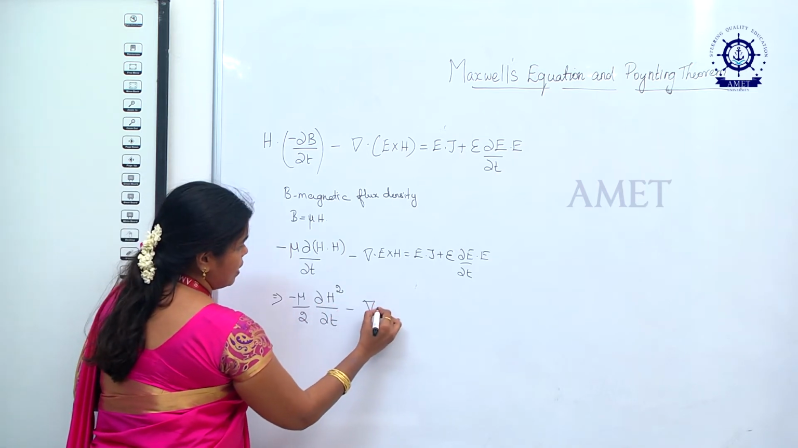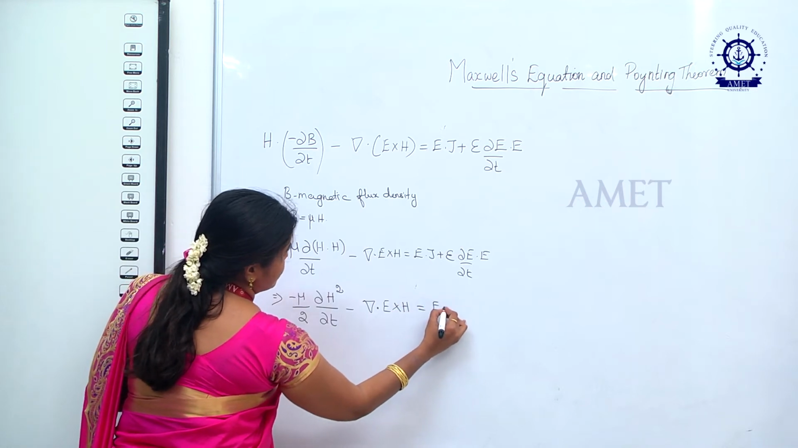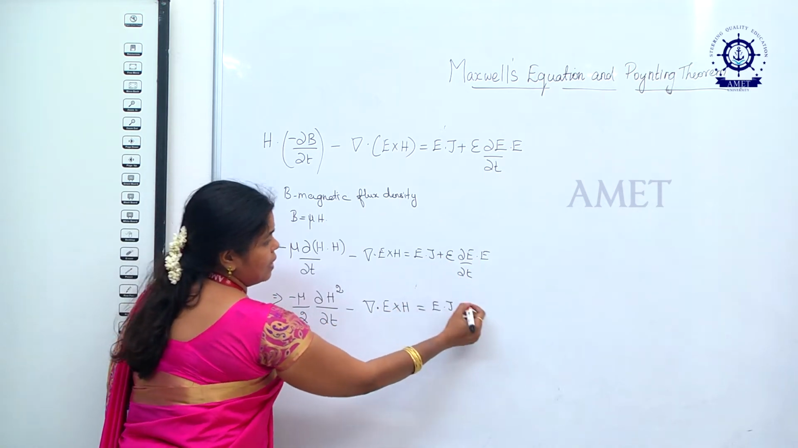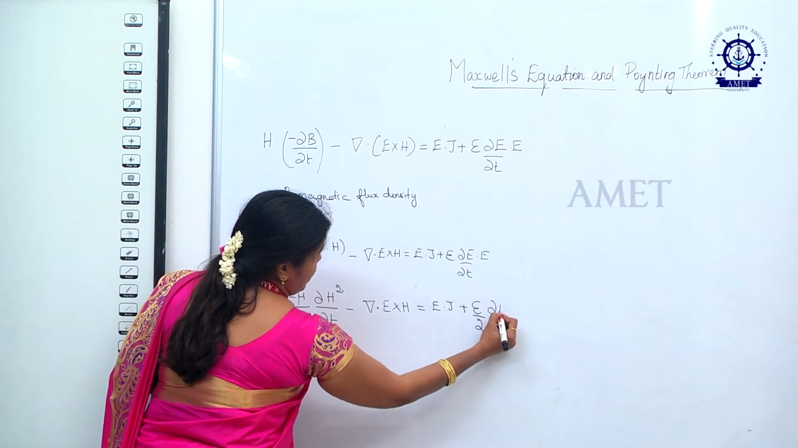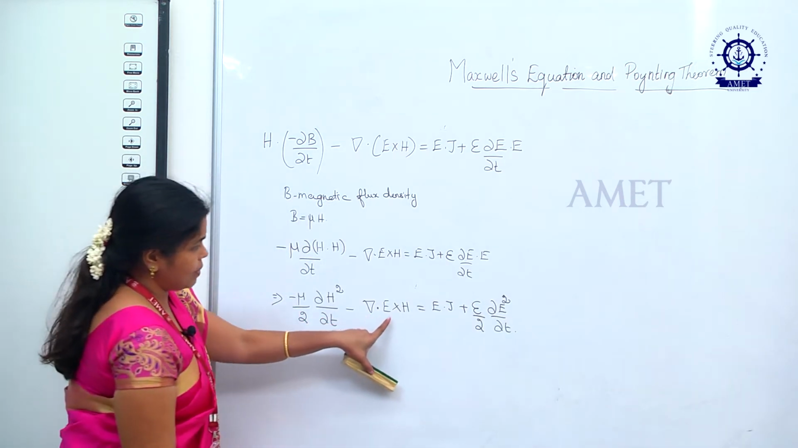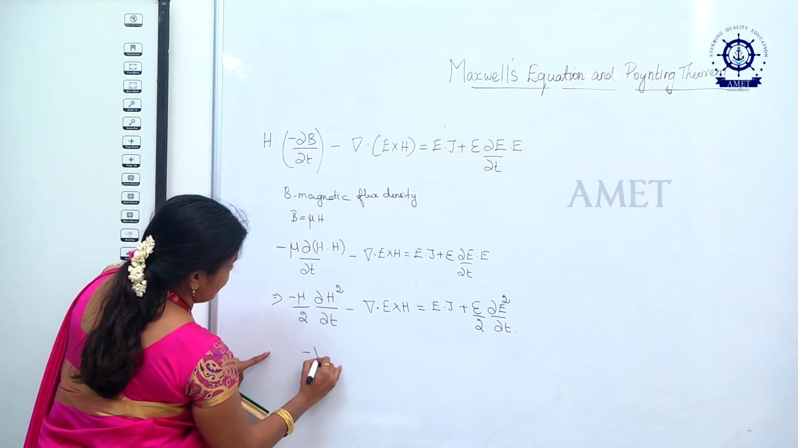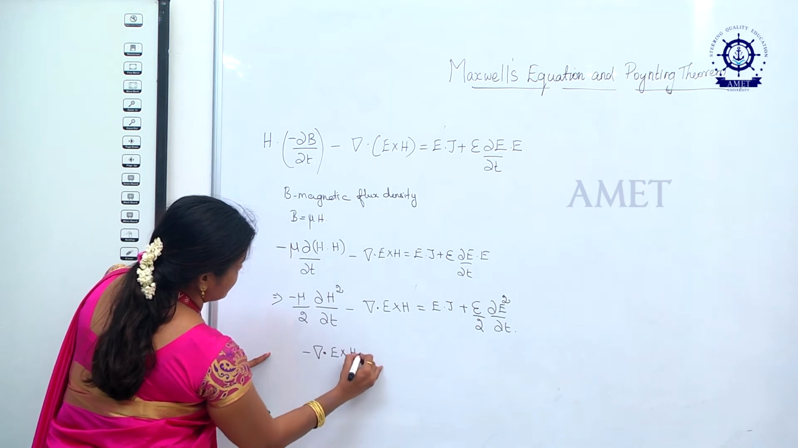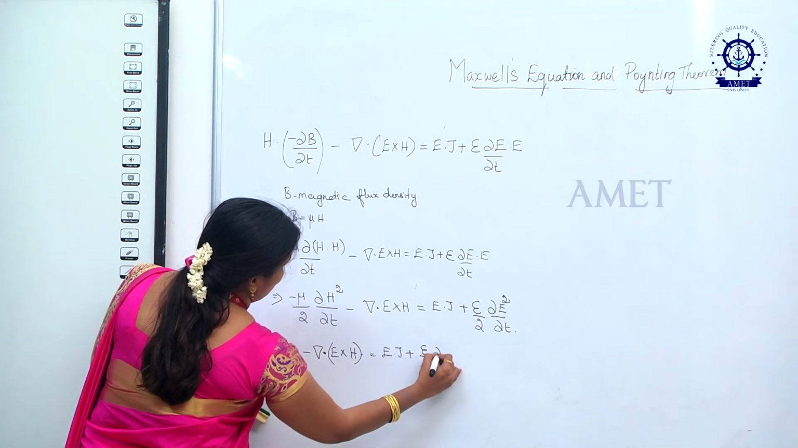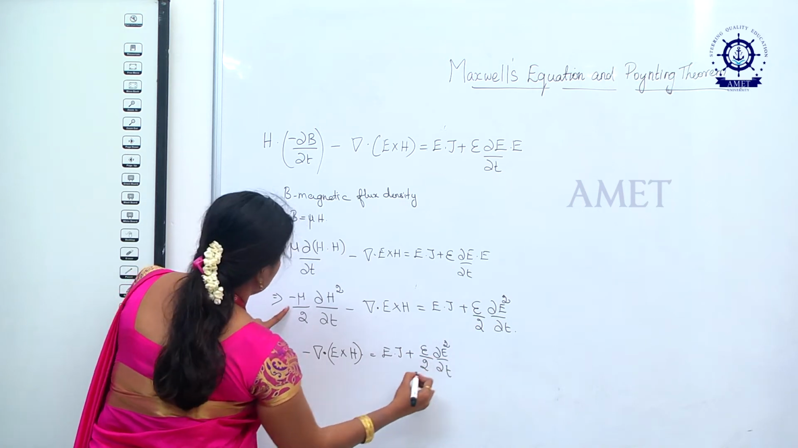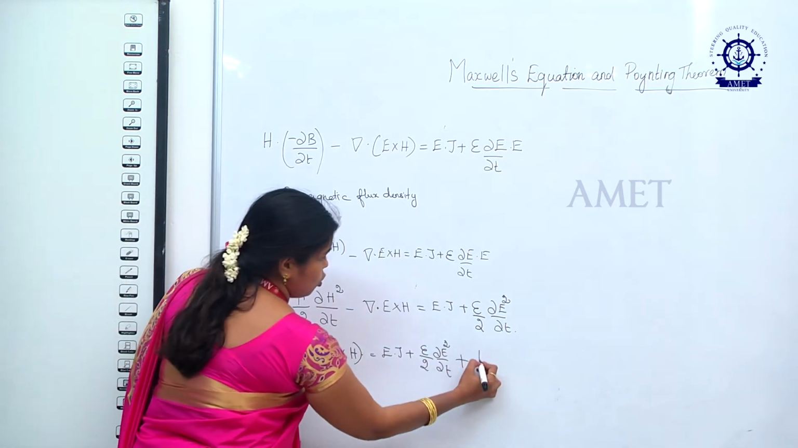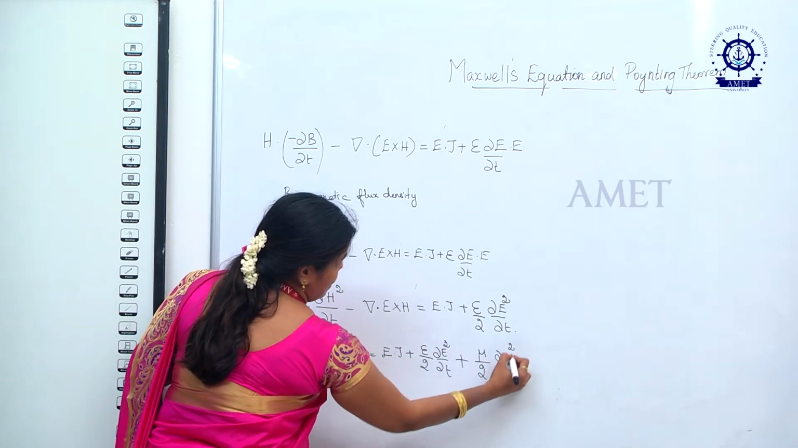So minus del dot E cross H is equal to E dot J. Similarly, epsilon E dot dou E divided by dou T can be written as epsilon by 2 dou E square divided by dou T. So our equation can be written as minus del dot E cross H, which is equal to E dot J plus epsilon by 2 dou E square divided by dou T. Here, the minus term, when it comes to the right hand side, should be written as plus, so plus mu by 2 dou H square divided by dou T.